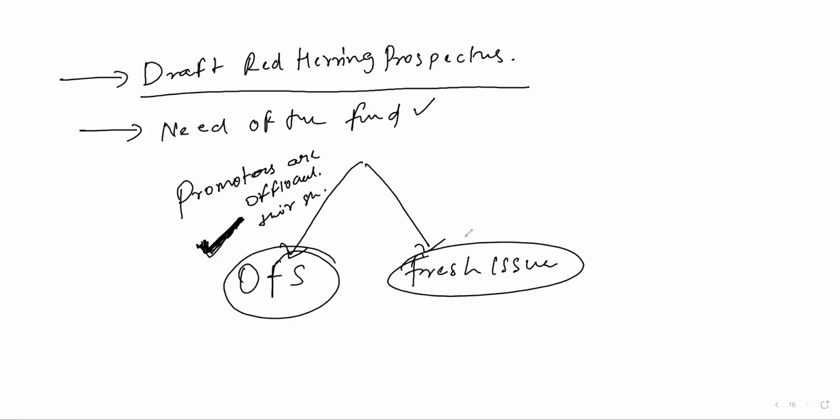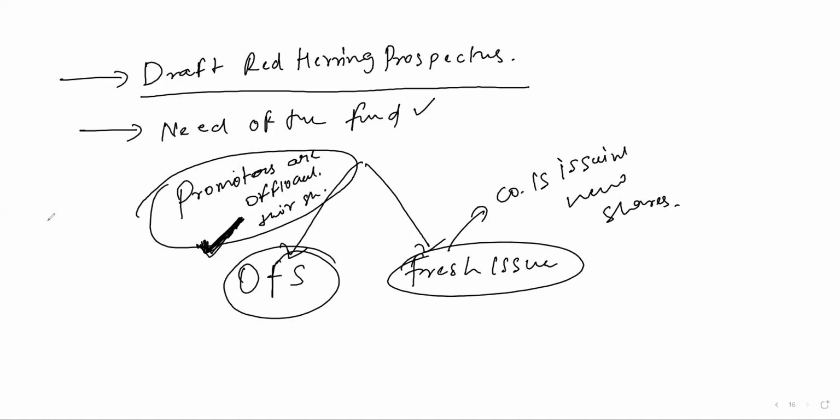On the other hand, if the IPO is a fresh issue, the company is issuing new shares. Often, through public perception, offer for sale is considered to be a red flag for the company and fresh issue is considered to be a good or a green flag. Why offer for sale is considered a red flag is because when promoters are selling their stakes in the business, it gives the idea to the public that promoters are not confident about their business.